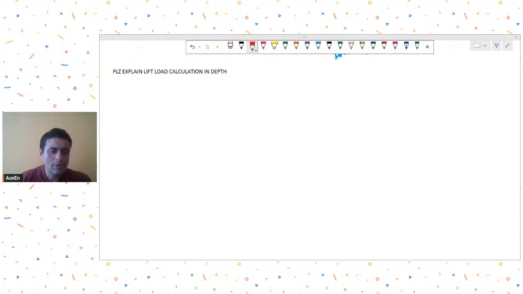Let me see if I can find some figures, images. I'm just searching if I can get some good images over here. See, lift load is not very complicated, and it should not be made complicated. It's quite straightforward, I would say.